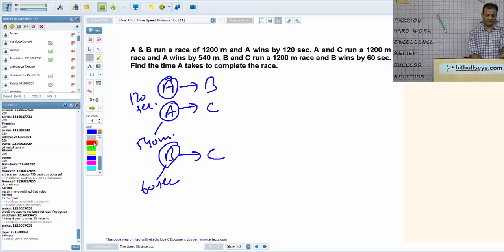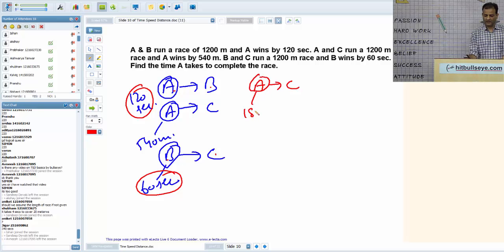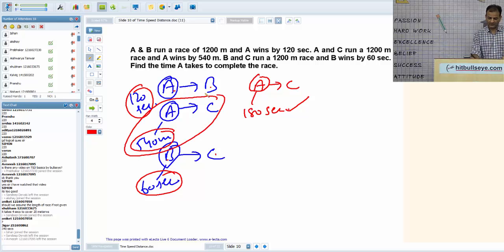Now, like in reasoning, you can find the correlation. A is winning from B by 120 seconds, B is winning from C by 60 seconds. Can I say A can win from C by 180 seconds? 120 plus 60. Here time is known, 120 seconds. Here distance is known. A can beat C by 540 meter. Same question which I already told you.